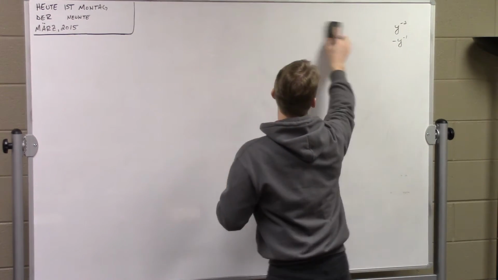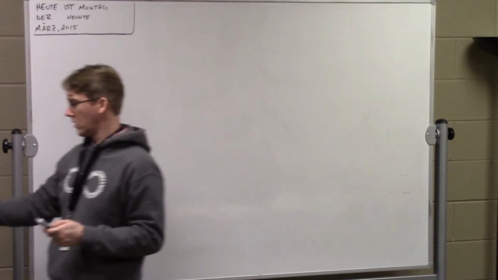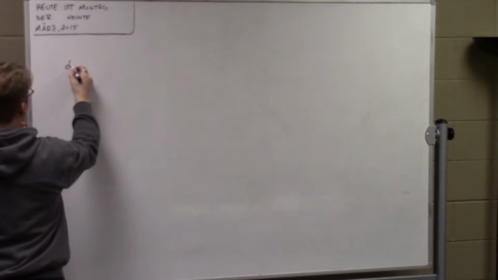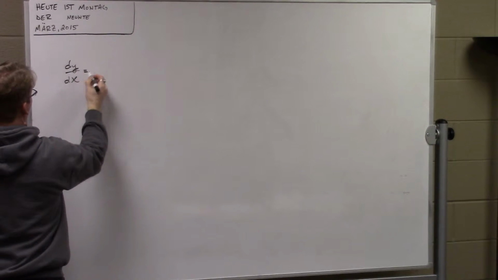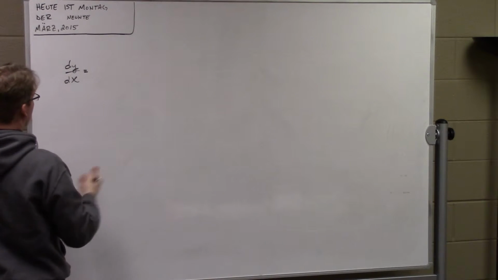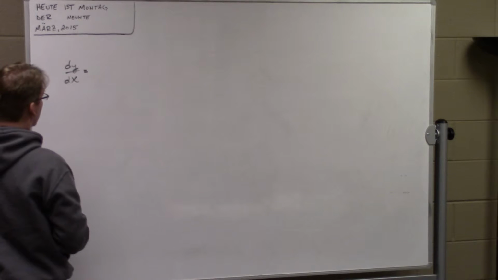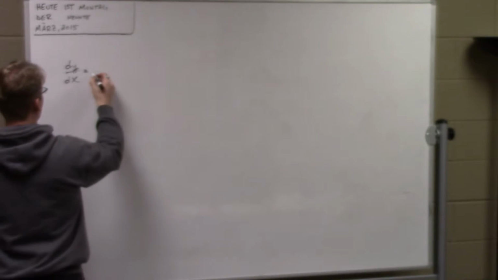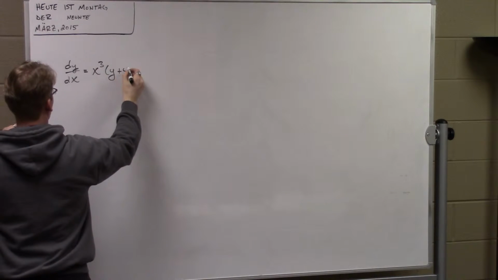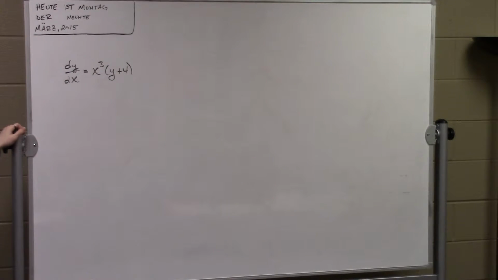Because I get it, but I feel like I messed up. Okay, do you want me to do it pre-separate or post-separate? Like, do you want me to start with dy dx? Okay. How about, let's just do one. How about x cubed times y plus 4, something like that, okay?